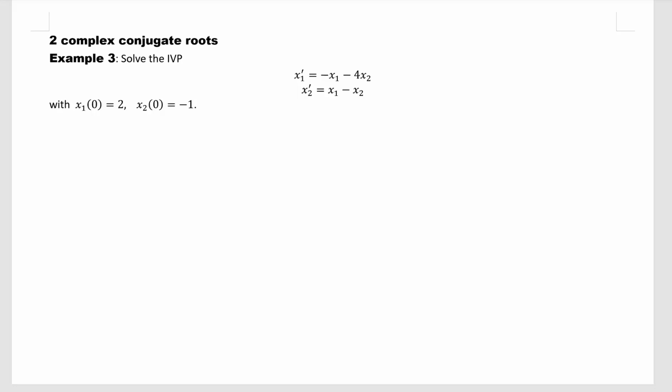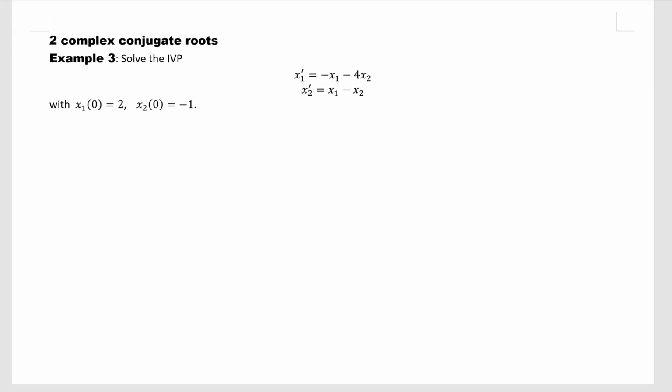Hi everyone. Today let's continue with session 7.1. So today we're going to talk about the two complex conjugate root case. Alright, so do you remember the steps how to solve a system of linear ODEs with constant coefficients?